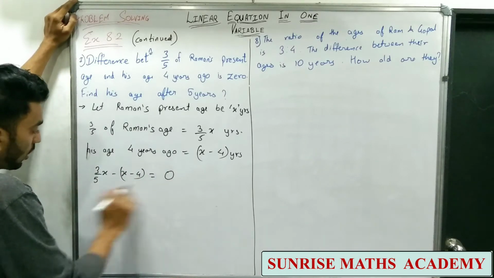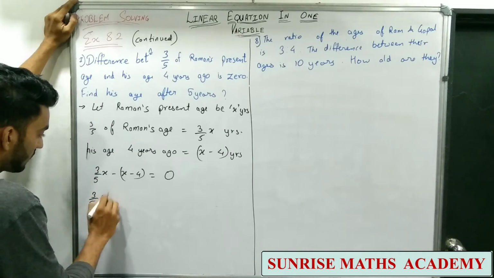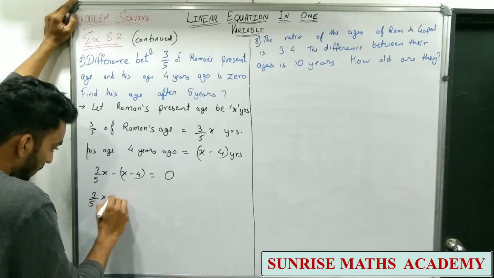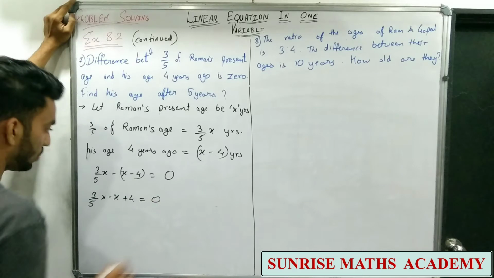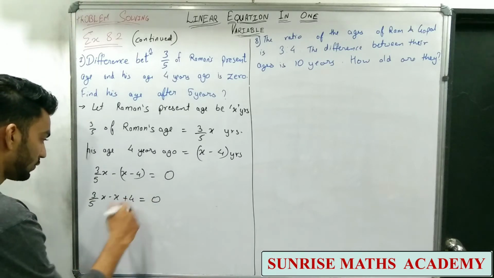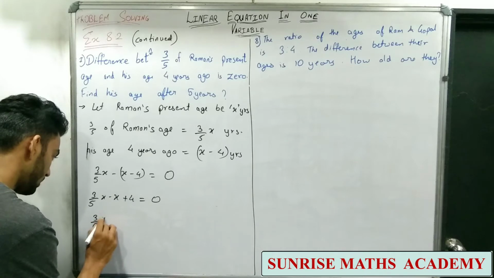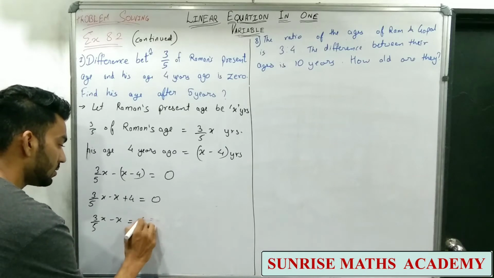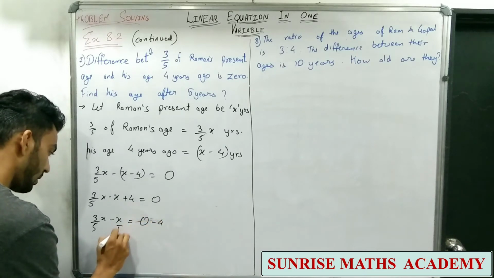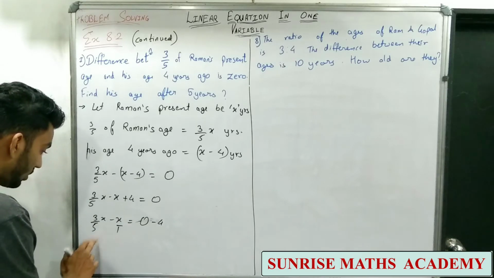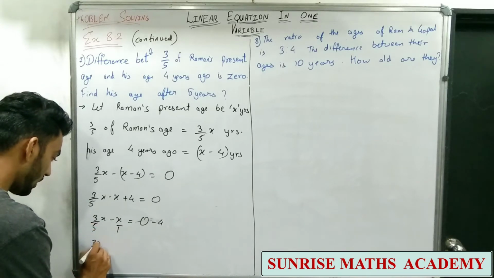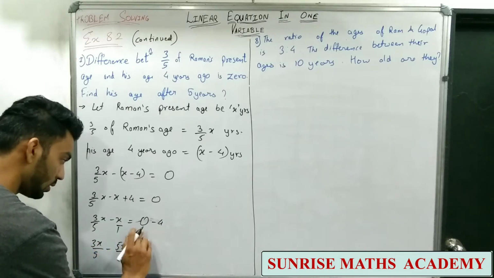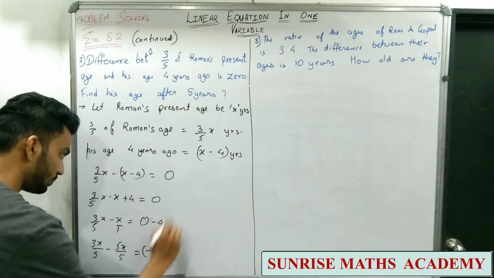Now to solve this: 3/5x minus, this bracket is x minus 4. This bracket में ये change हो जाएगा: minus x plus 4 equals to 0. So plus 4 will be taken to the other side. 3/5 of x minus x equals to, 4 will go on the other side, it will become 0 minus 4. Now subtracting these two, LCM is 5. So 3x upon 5 minus 5x upon 5 equals to 0 minus 4, which is minus 4.